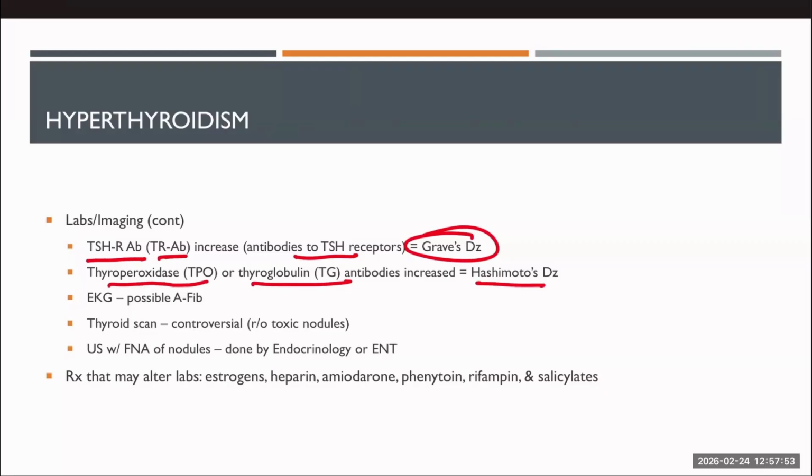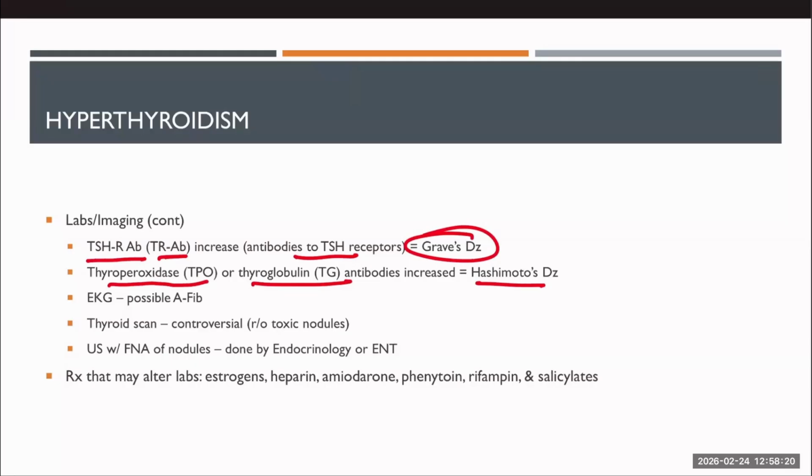Thyroid peroxidase is the enzyme that's needed to make your thyroid hormones. So if you don't have that, you can't make as much thyroid hormone. Thyroglobulin is the binding protein. So if you don't have that, you're going to have problems as well. Hashimoto's, you'll see later on when you talk about it, starts off as hyperthyroid and then eventually will burn itself out and turn into hypothyroid.